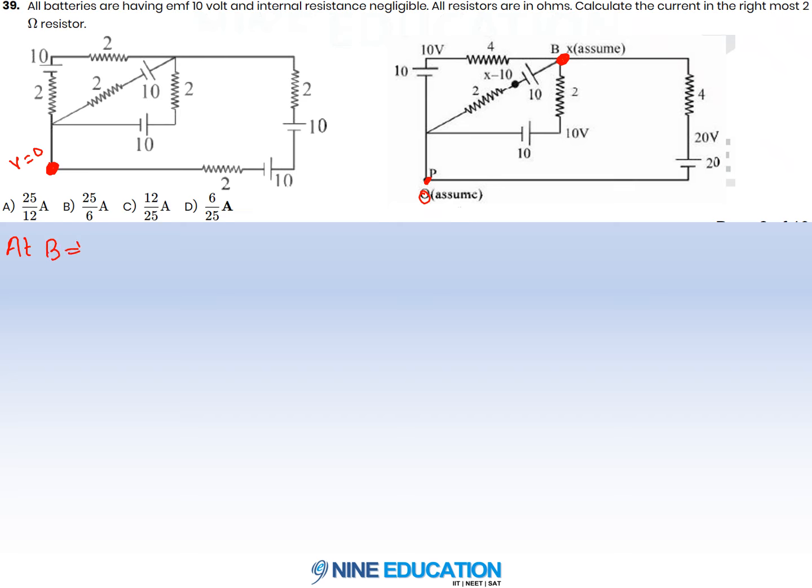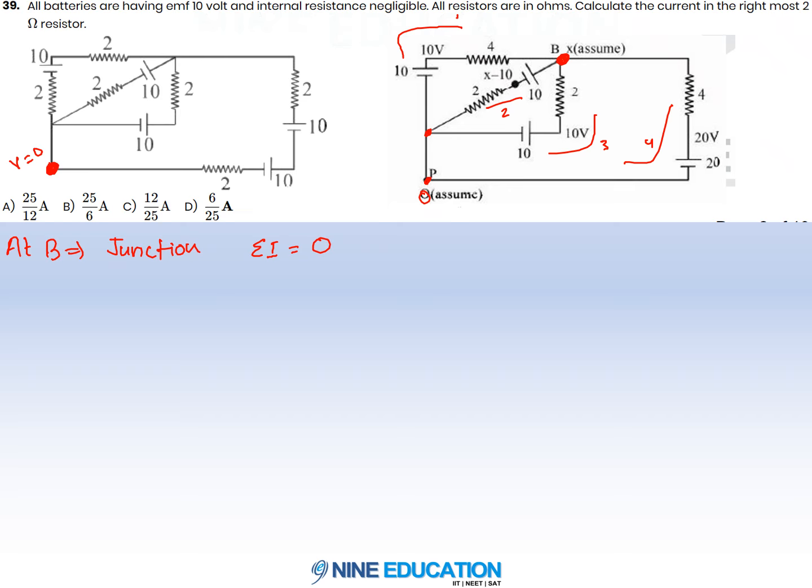At B, what can we apply? The junction rule. What is the junction rule? The junction rule says the sum of all currents through any junction is zero. So now we have four branches from here to here: one, two, three, and this is the fourth branch.